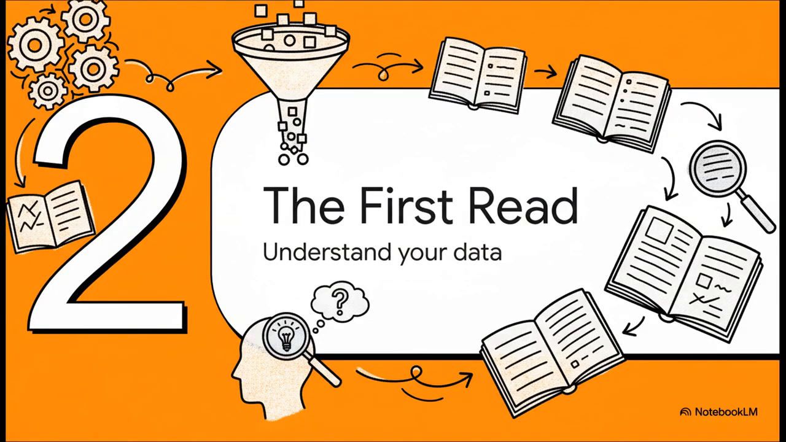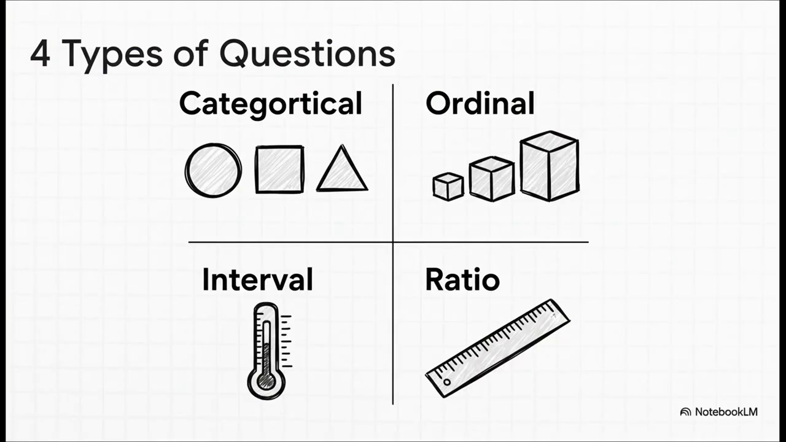All right, with our data all squeaky clean, we can move on to phase two, the first read. This is where we start to get a feel for what we have and begin to understand the basic language of the responses we've gathered. And that language really comes in four main flavors.